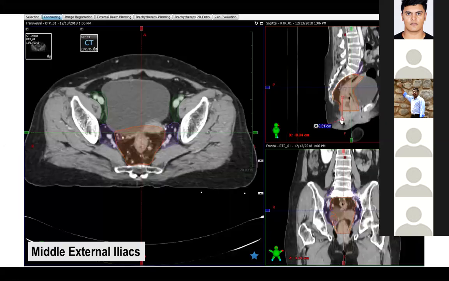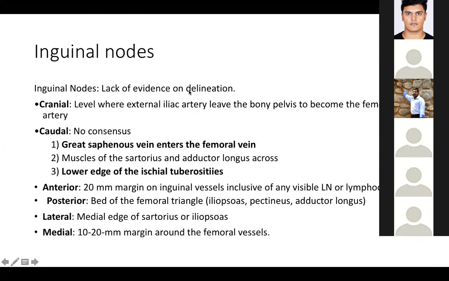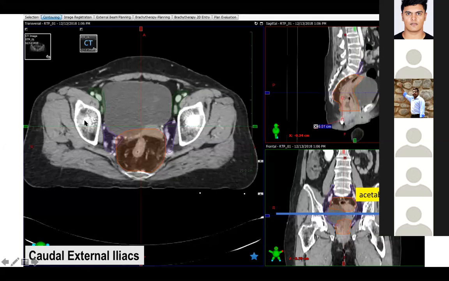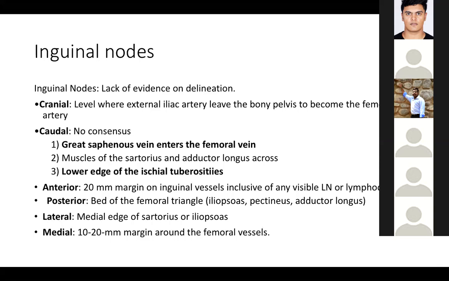The pathway continues the same. So in green are the external iliacs which are visible over here, and they go all the way down up till the acetabulum roof, and then continue further downwards as the inguinal group of lymph nodes. Inguinal nodes, like we said, are a continuation of the external iliac artery, which continues beyond the inguinal ligament and forms the femoral artery. So wherever you stop drawing the external iliac, start the inguinal thereafter.